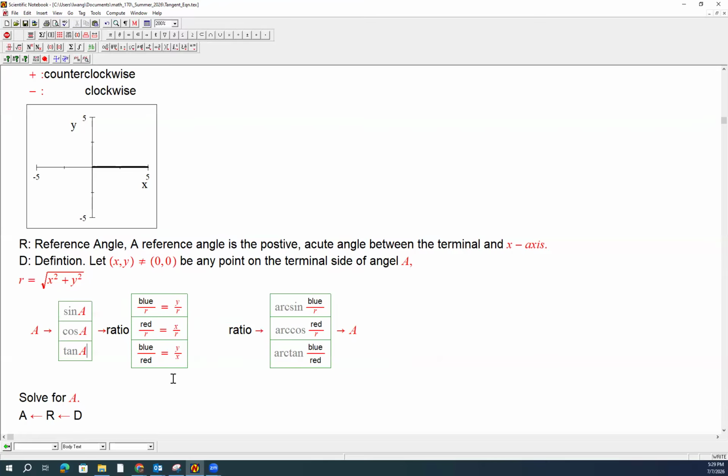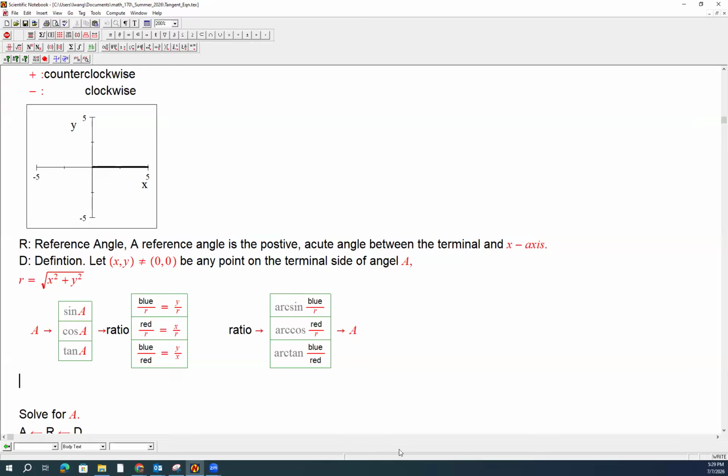So sine is y over r, or blue over r, and cosine is red over r, or x over r. Blue over red is for tangent. For arcsine, whatever number comes after arcsine is a ratio in the form of blue over r. Arccosine is red over r. Arctangent is blue over red. Arcsine takes a ratio and produces an angle. All of these angles have their specific range, and all of these ratios have their specific domain. That was summarized in previous lessons, so I'm not going to repeat it.